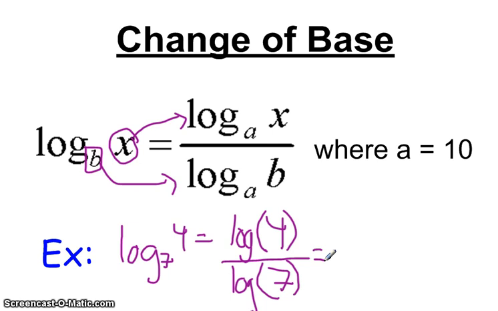Okay. Log of 4, close parentheses, divided by log of 7, close parentheses, should leave us with approximately 0.712. Always try to do at least 3 decimal places when you have a long decimal. It makes it more exact in your answer. And there we go.